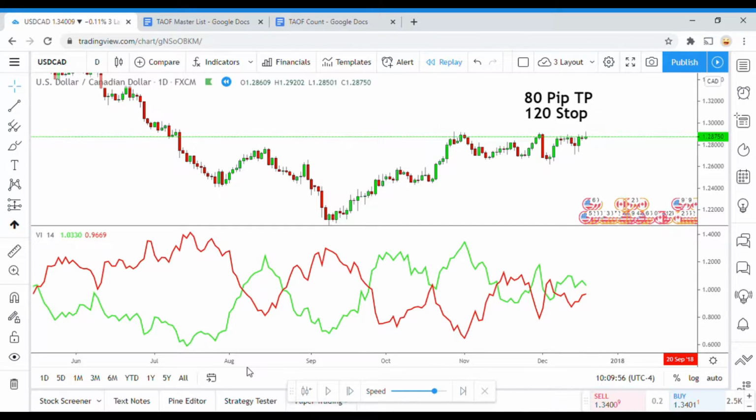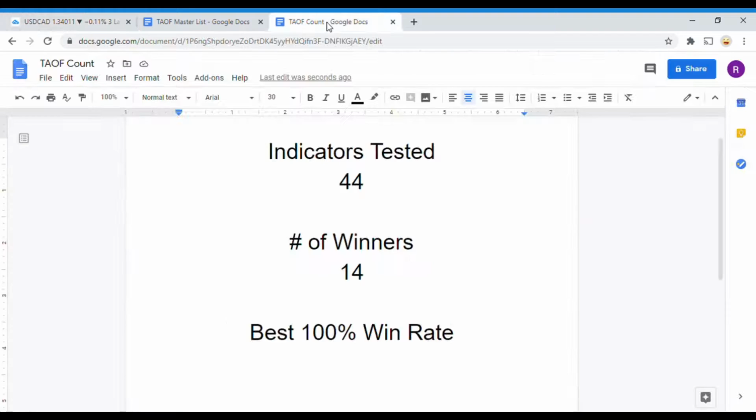Alright, as I said, today we will be testing the Vortex indicator. But before we do, I wanted to put the indicator scoreboard up for everyone to see. So to date, we have tested 44 indicators. And out of those 44 indicators, 14 of them have been winners, which means that they have met or exceeded the 60% win-loss ratio threshold that we have set. The best one so far was able to achieve a 100% win rate.